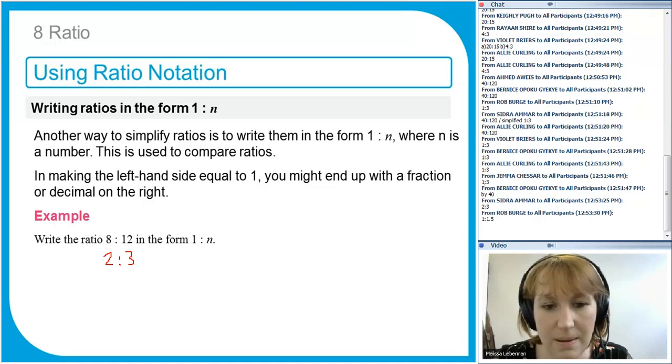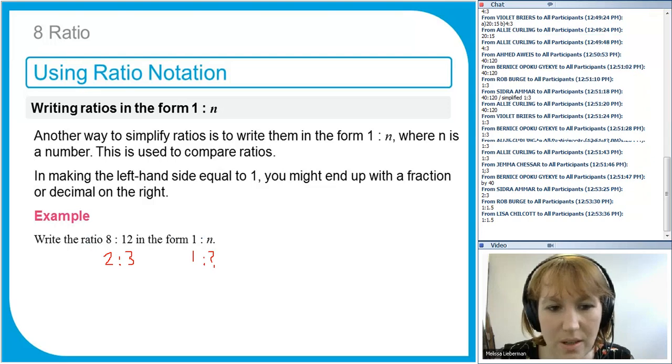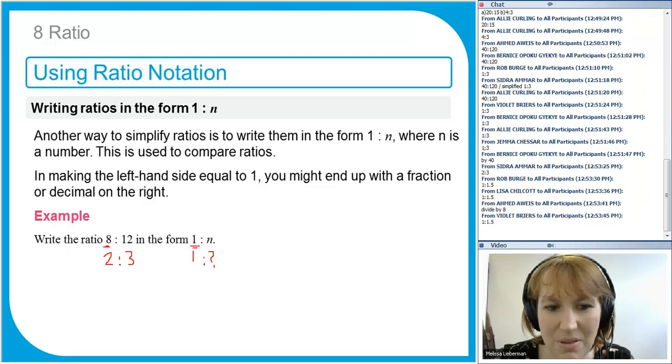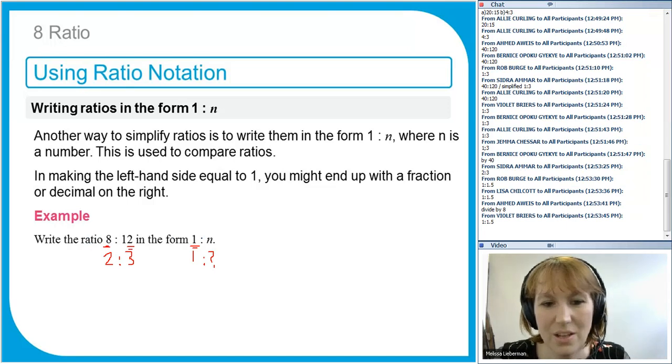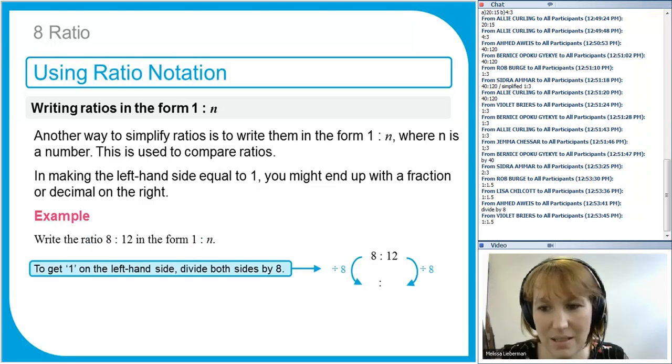But here I want the first number to be a 1. So if the first number is a 1, what's the second number going to be? What you kind of need to ask yourself is what do I do to 8 to make it 1? And then do the same thing to 12. So to go from 8 to 1, I need to divide by 8. So to keep the ratio the same, I also need to divide the 12 by 8. Let's have a look how that works out. So we're going to divide both of these numbers by 8.